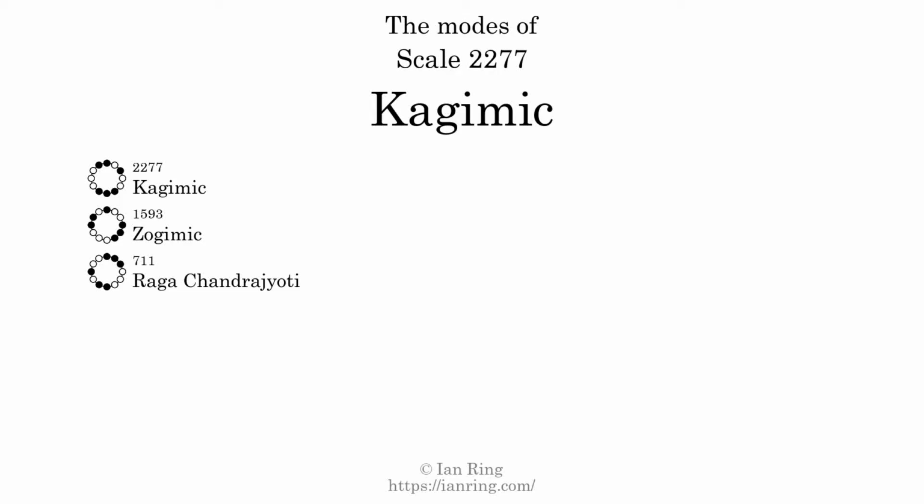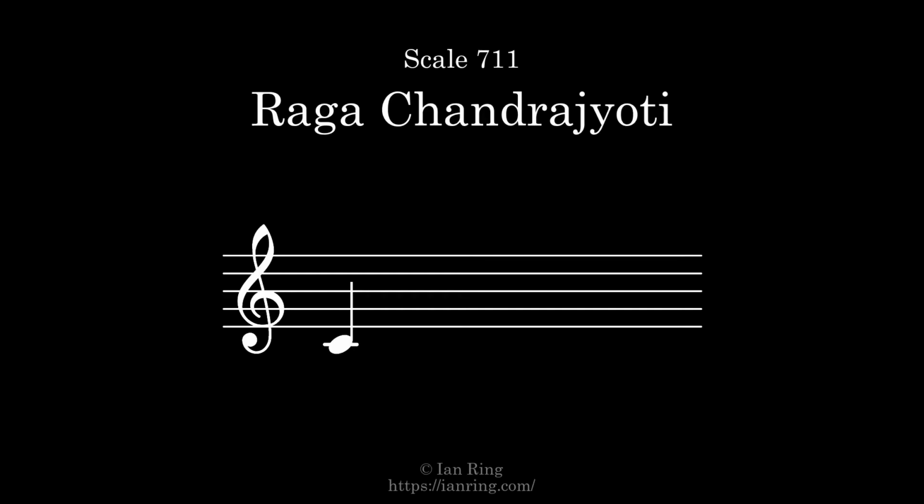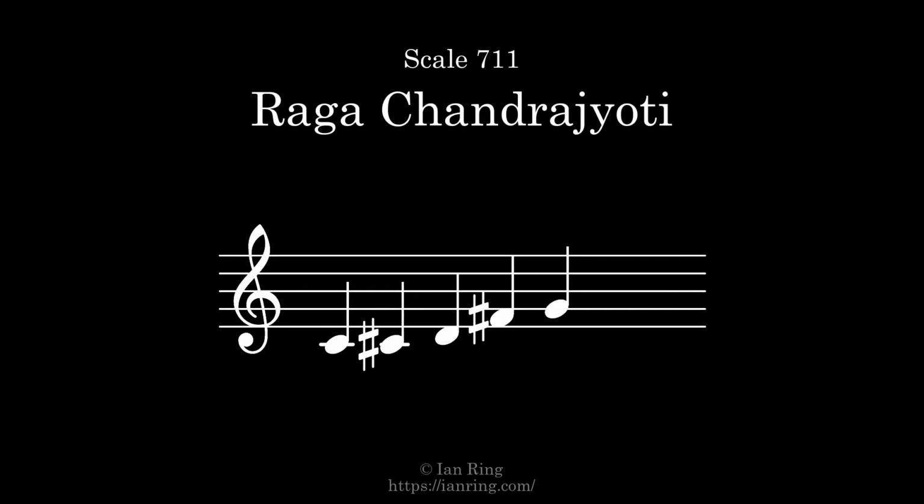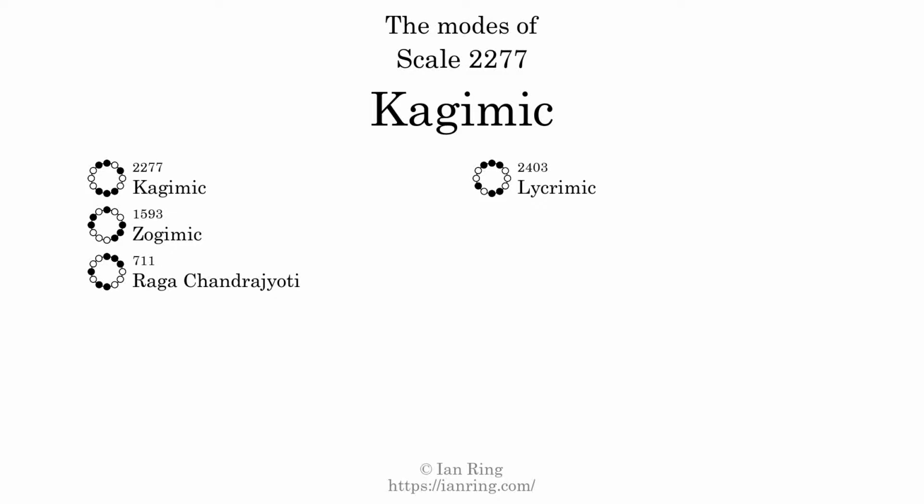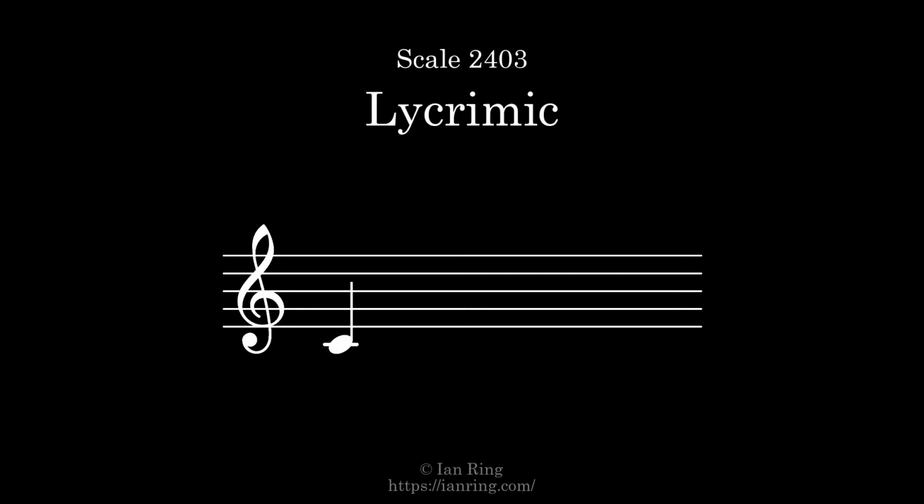The third mode is scale 711, also known as Raga Chandra Jyoti. It sounds like this. The fourth mode is scale 2403, also known as Lacrimic. It sounds like this.